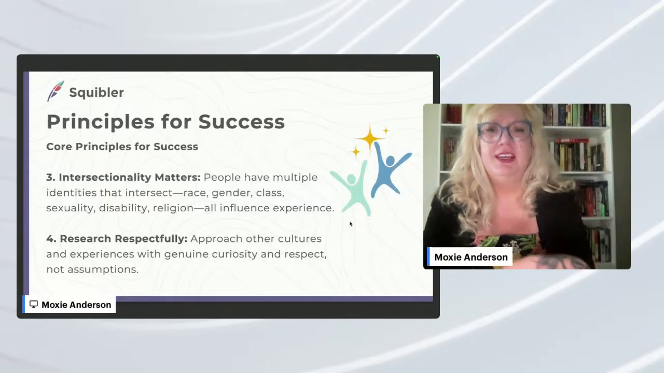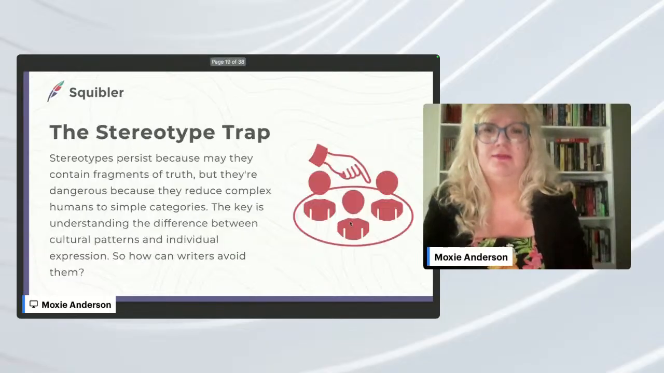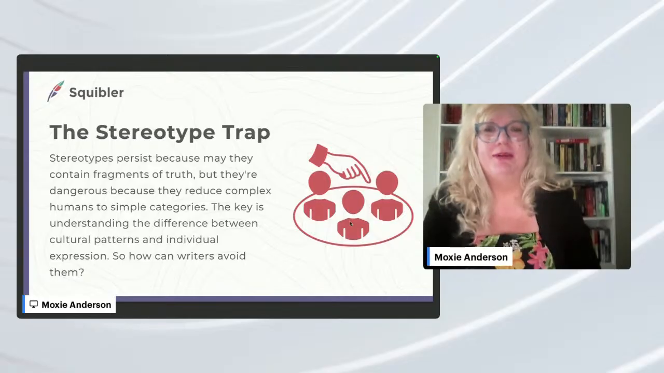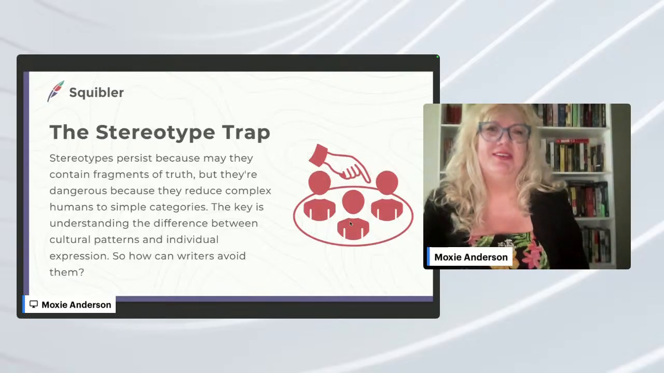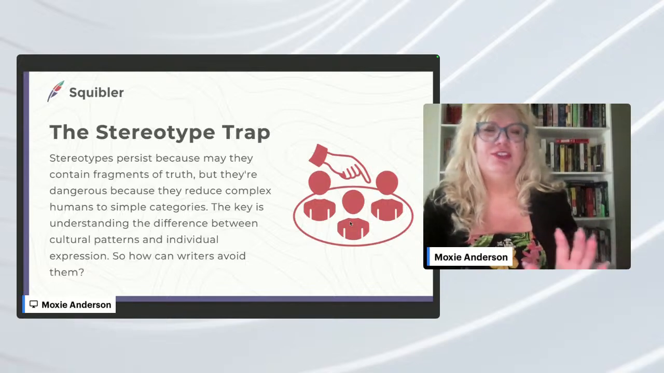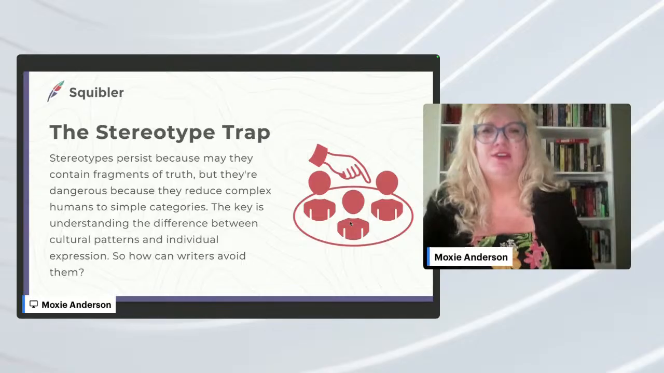If you do research, again, make sure you're being respectful about it. Approach other cultures and experiences with genuine curiosity and respect, and not any assumptions. One thing to avoid, of course, is the stereotype trap. Stereotypes persist because they might contain some fragments of truth, but they're extremely dangerous, especially in your writing, because they're going to reduce complex characters to simple categories. So the key is understanding the difference between cultural patterns and individual expression.